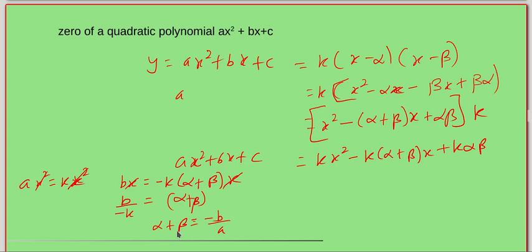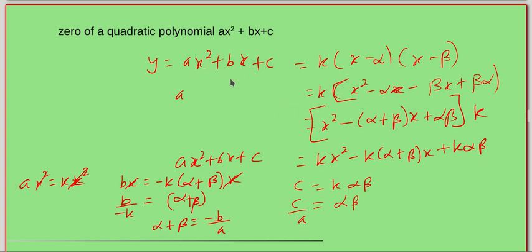So here alpha plus beta is minus b by a. Next let me equalize the constant. Here the constant is c. c equal to k into alpha beta. Alpha beta let me keep here. This k we will bring here. c divided by, in place of k we can write a, no? So c by a. So alpha beta equal to c by a. So sum of zeros equal to minus b by a. Product of zeros equal to c by a.